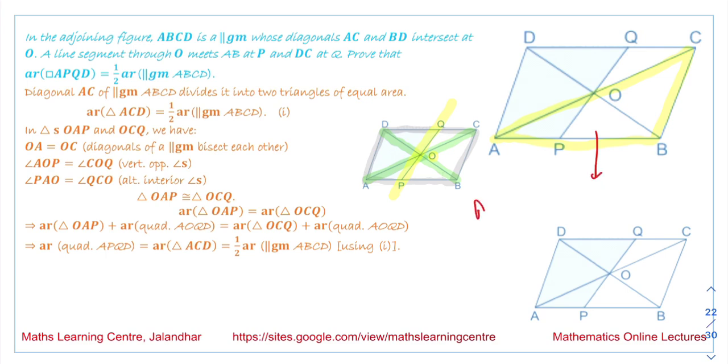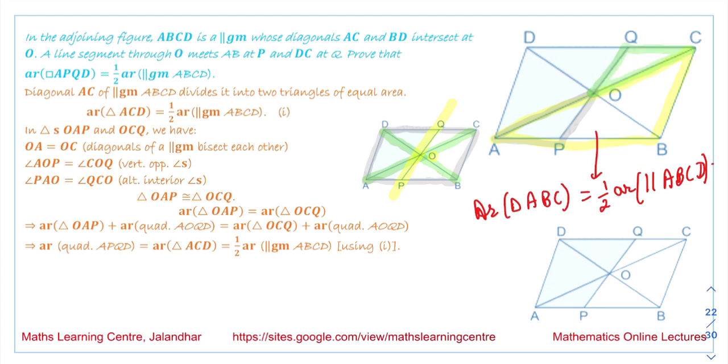This is the area of triangle ABC, that will be half the area of the parallelogram ABCD. This thing we know. Now we consider the two triangles. One is the triangle OAP, and the second is the triangle OCQ.